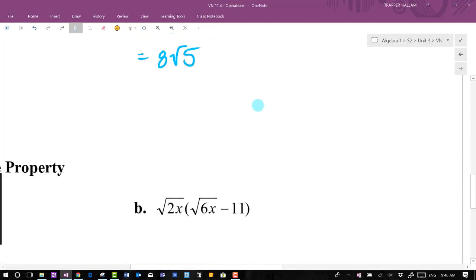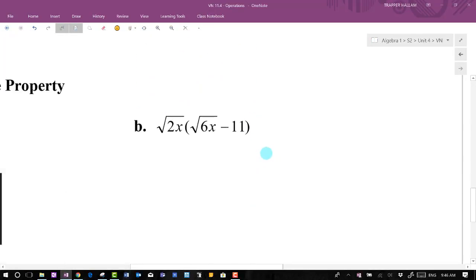All right, let's look at one more example where this time we're going to employ the multiplication with multiple radical terms. So again, distributive property is going to take place here. We're going to take the square root of 2x and multiply it to both of these terms inside the parentheses here. And so we're going to get the square root of 2x times the square root of 6x minus, negative drops down, subtraction sign as well, 2x times 11. All right, so let's clean that up a little bit. Let's put these under the same radical.